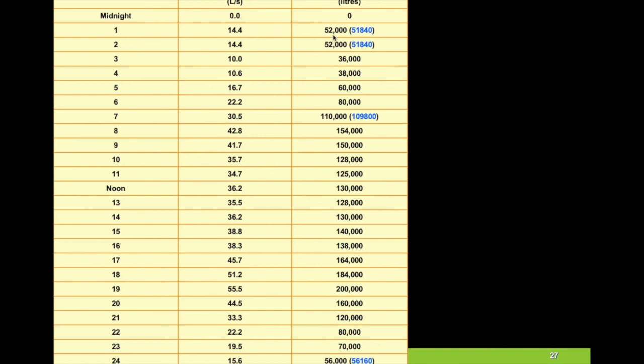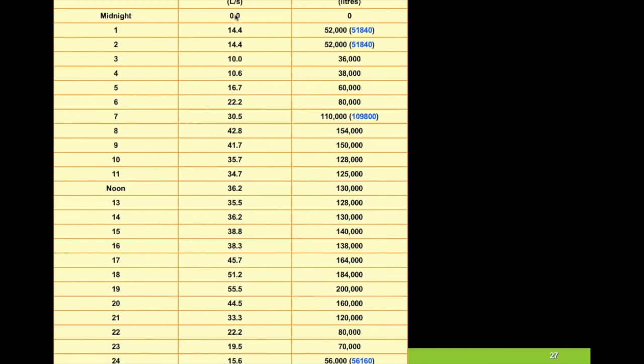In your notebook, it says that the volume is actually 52,000 liters. So they have just rounded up the number. That's why you got 52,000 liters. But in reality the value is 51,840. So basically the third column is something that we have to find out ourselves.